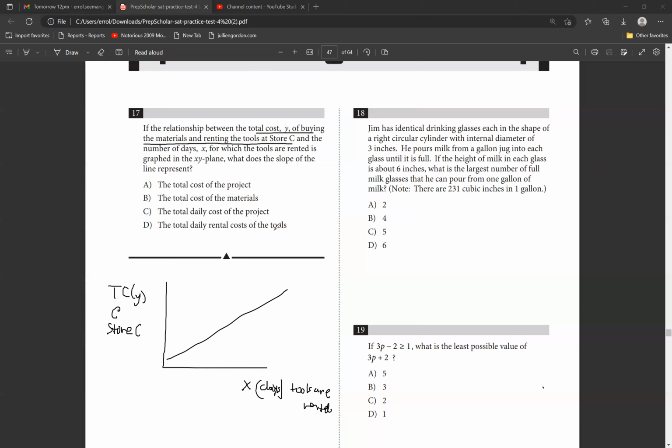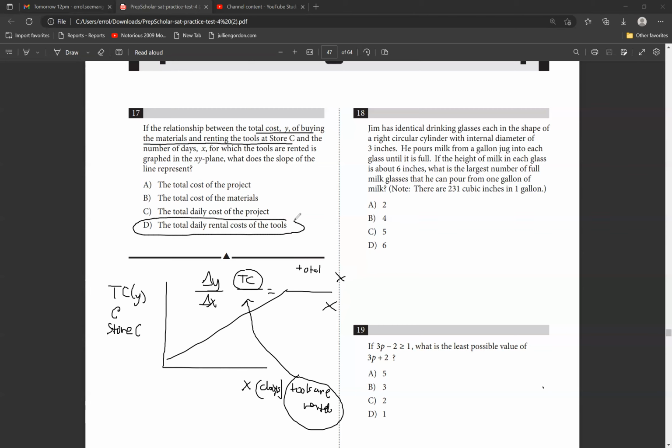Okay. Total daily rental cost of the tools. Slope is just change in Y over change in X. Total cost over the days the tools are rented. So the y value would already contain the tools. This is total cost, so that already includes the tools. The tools would cancel out on both, so what's left over is the total daily rental costs of the tools. Is that right? Total cost over the total days the tools are rented. Total daily rental costs. Let's check that one.